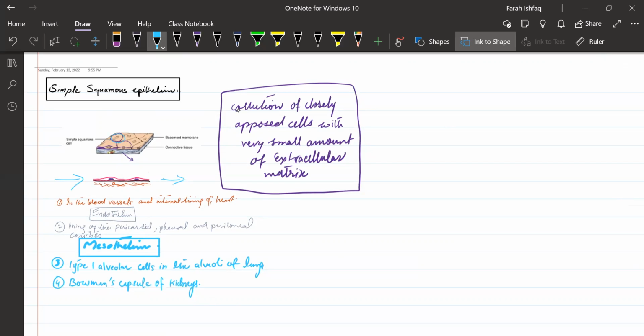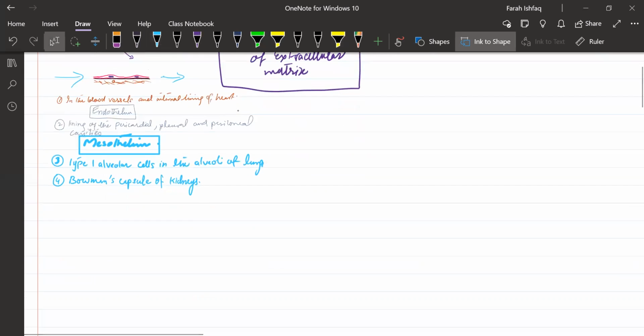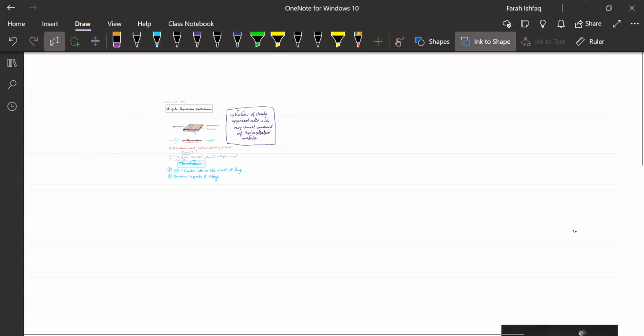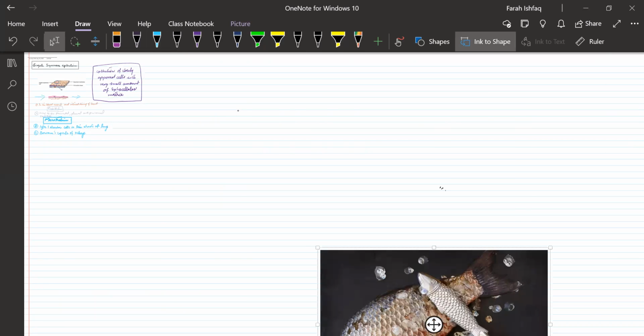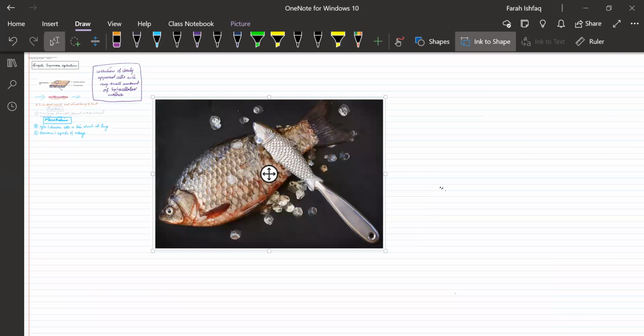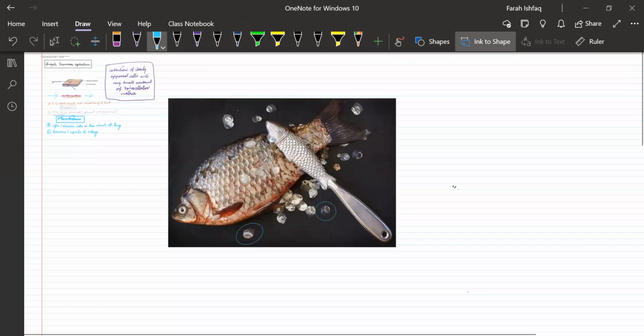Now this term squamous is a Latin term derived from squama, which means scale of a fish. Here I have put a picture of the scales of the fish. You can see that these are also flattened. So they named these cells squamous cells after the flattened scales of the fish.